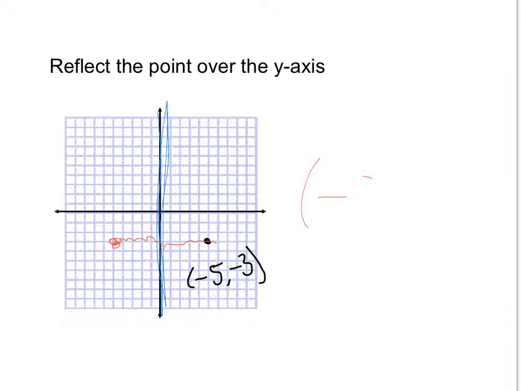So the coordinates here would be -5, -3. Okay? So your worksheet will be pretty simple as far as that goes. It will give you a point, and then it'll tell you to flip it over either the x-axis or the y-axis. So you just need to count how far it is from that line, then just move it to the other side of that line the same distance away.